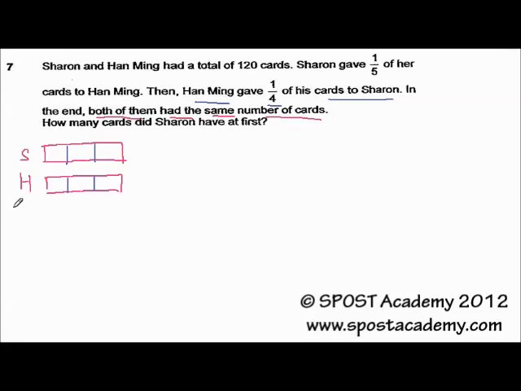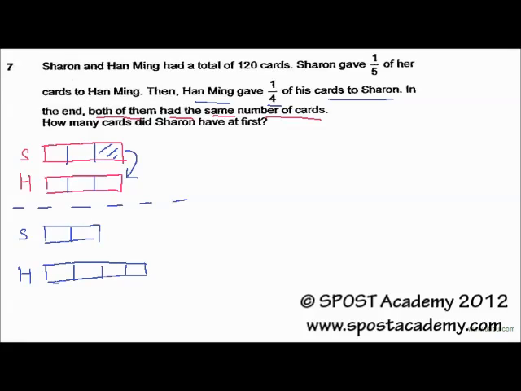So you have to go back one stage to how the cards were actually distributed prior to this. It will mean that Sharon will have to return 1 unit to Hanming. So Sharon would have only 2 units, while Hanming would have 4 units.